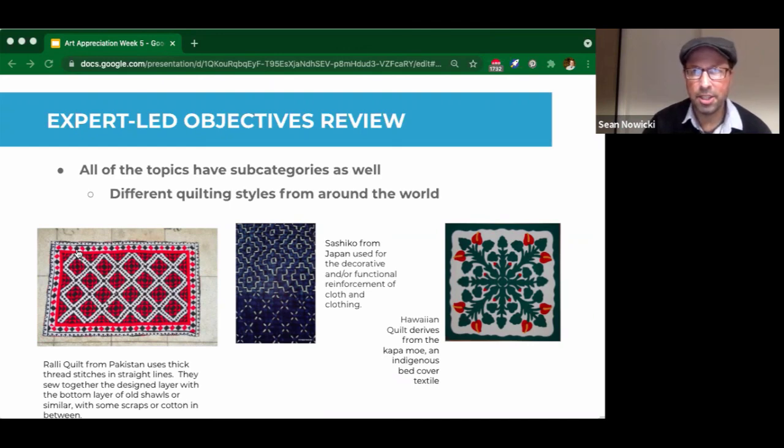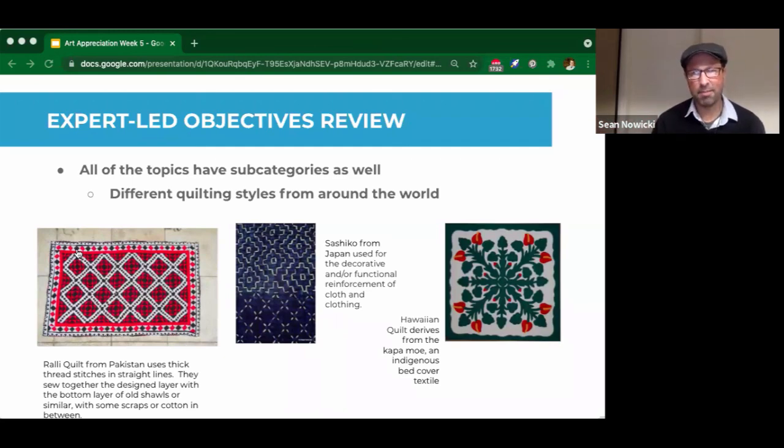And then the sashiko from Japan, they had excess indigo, so they would dye all their cloth, and then these markings first started from fixing their clothes. Like they would have rips in their clothes. And I don't know if you know about kintsugi, which is the art of repairing bowls or cups with a gold kind of glue. Like you show the repair in the cup, and this goes along with that idea.